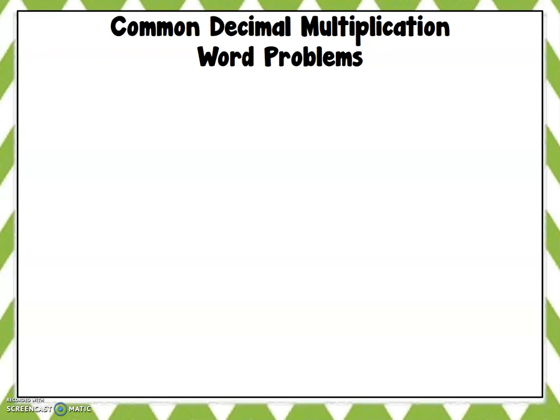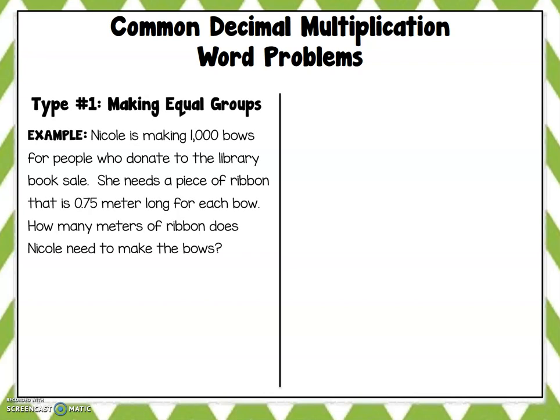Hi, fifth graders. So we've learned in this unit that there are a lot of different reasons why we might use multiplication to solve a word problem. So I wanted to look with you at 4 common decimal multiplication word problems that you'll see lots and lots of the time. So the first common word problem type is one that we've used all along in our math career, and that's an example of a problem where we have to find equal groups.